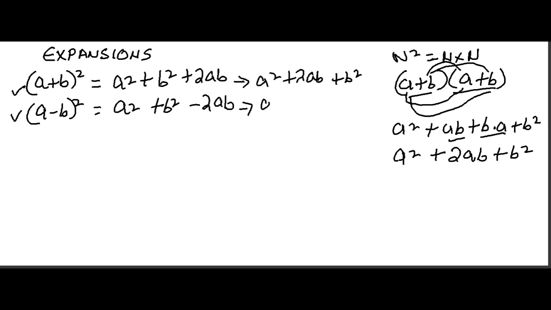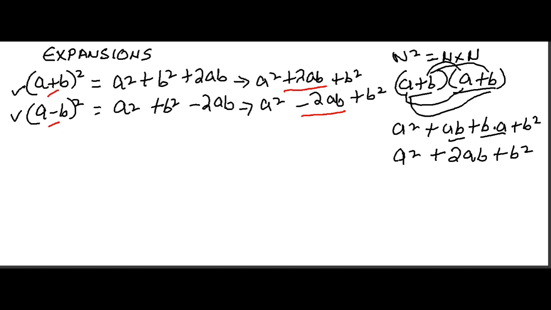Here also you can write a square minus 2ab plus b square. Now if you see the difference between these two, here is a plus, here is a minus. So in the worked out expansions, you will see there is plus 2ab here and there is minus 2ab here. So the rest of it is all the same.